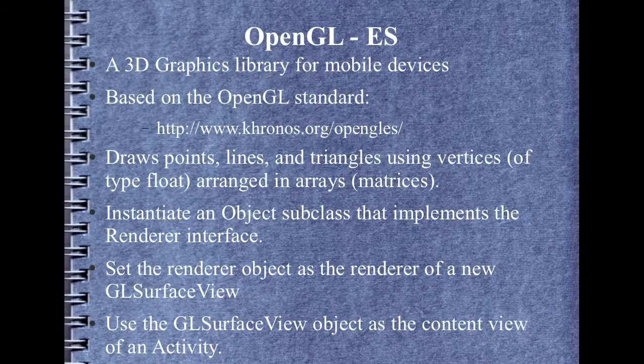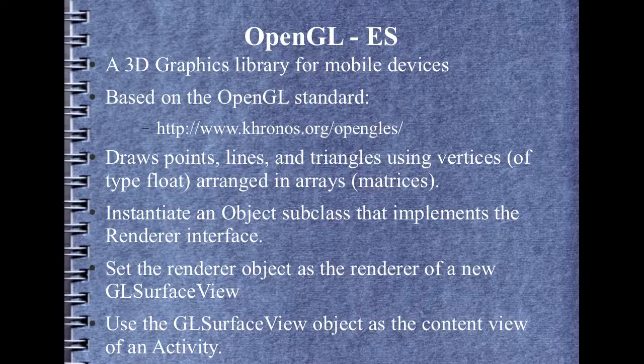So let's talk about OpenGL-ES. This is a 3D graphics library for mobile devices, and really it encompasses a couple of different libraries, a couple of different versions. 1.1 is the current standard of the 1 version, and 2.0 is the current standard of 2, and these are kind of being developed in parallel.